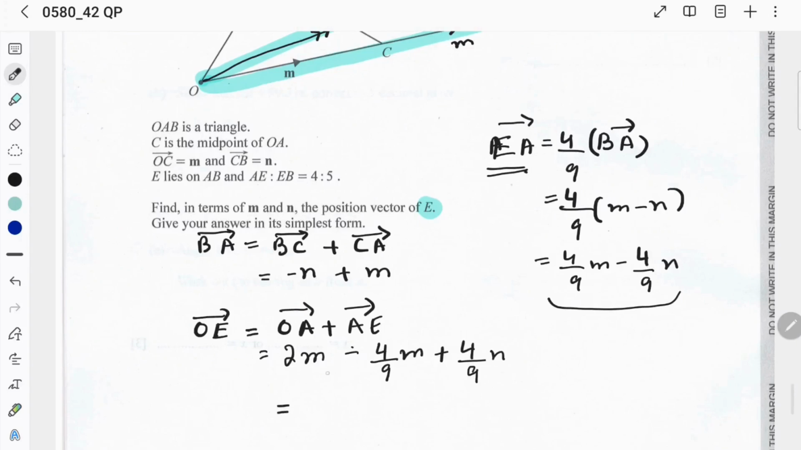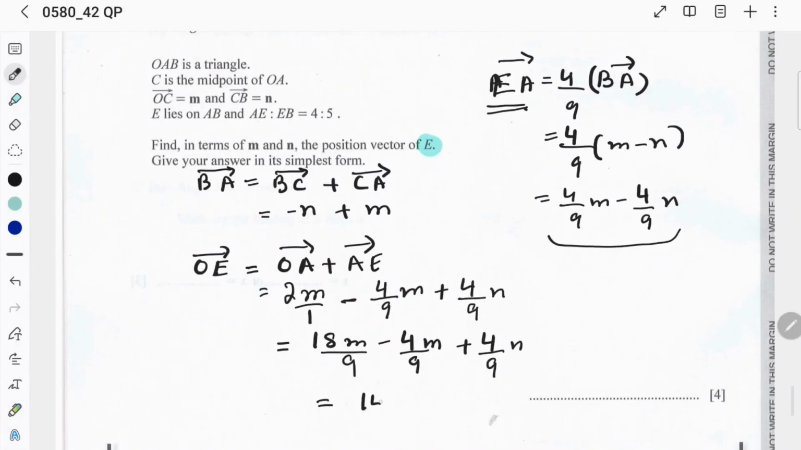So if we just combine M, we'll take out the LCM. This is minus, not division. So 9 times 2 is 18M minus 4 upon 9M plus 4 over 9N. So that will become 14 over 9M plus 4 over 9N. So that is your final answer, 14 over 9M plus 4 over 9N.